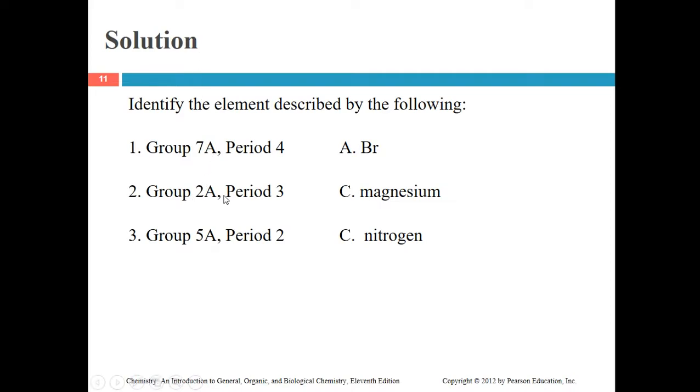Okay, group 2A, period 3. So group 2A, that is the second vertical column. So I see that we're starting out at Be, beryllium, and then we're going to go down 3. We remember to count hydrogen. That's the first row, the first period. 1, 2, 3, and that's magnesium. And group 5A, period 2, there we go, nitrogen.